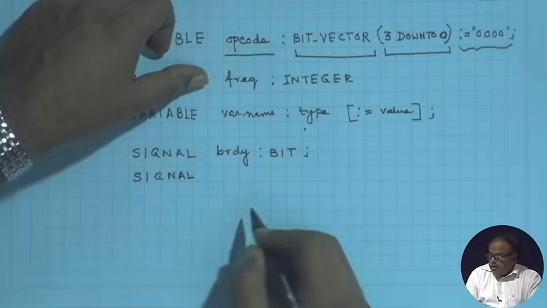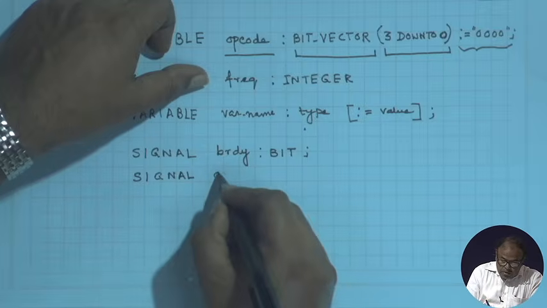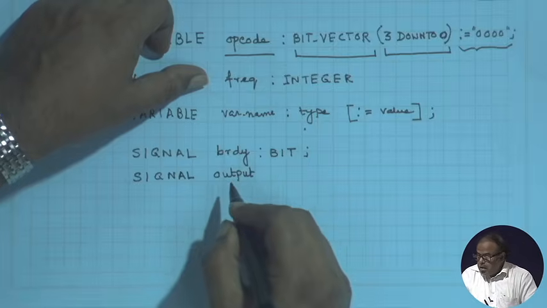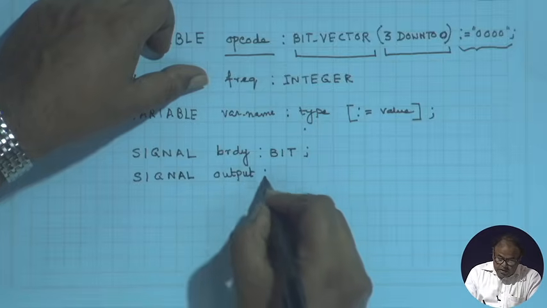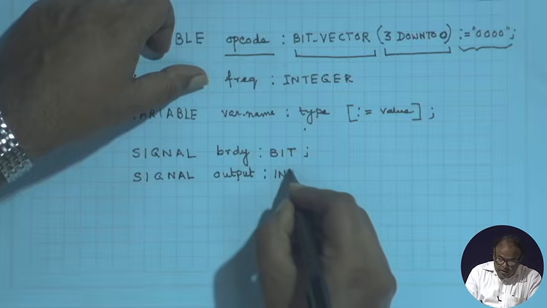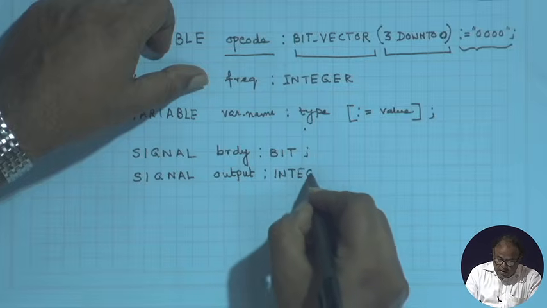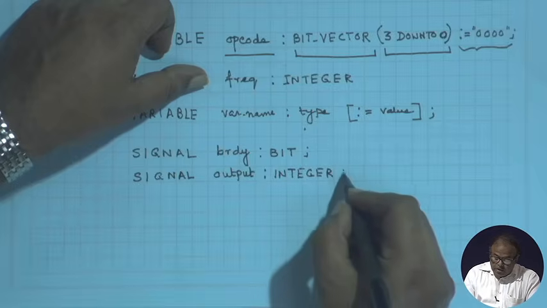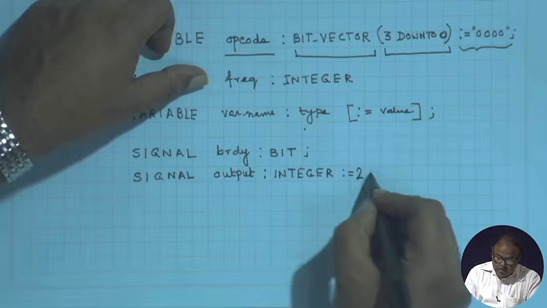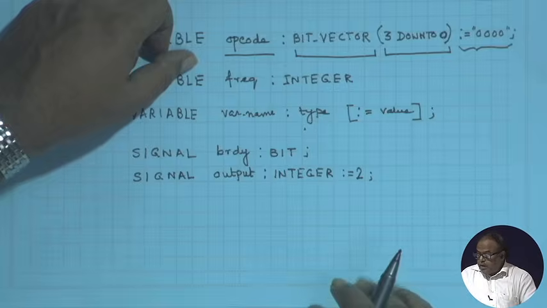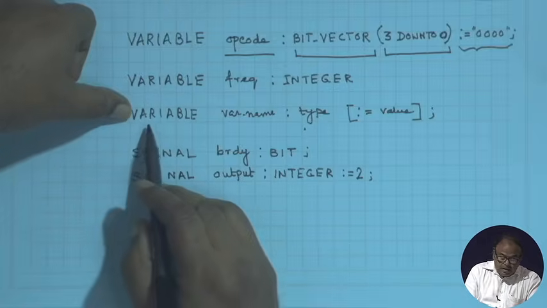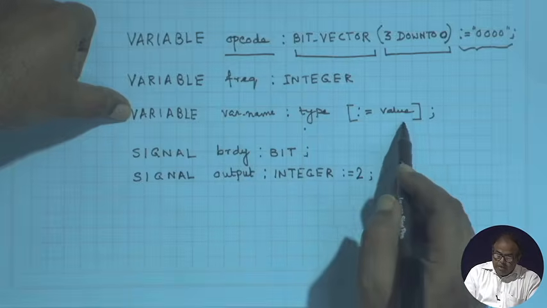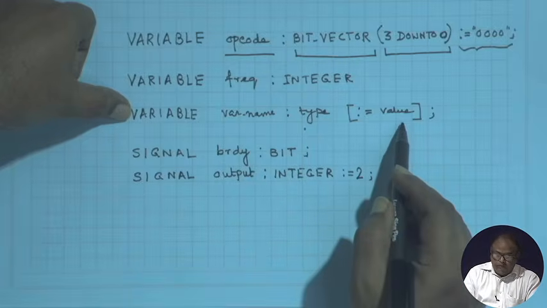I give another example. Signal output is an integer which can be initialized to 2. So, again, just like this, there is a signal, signal name, type and some optional initialization.